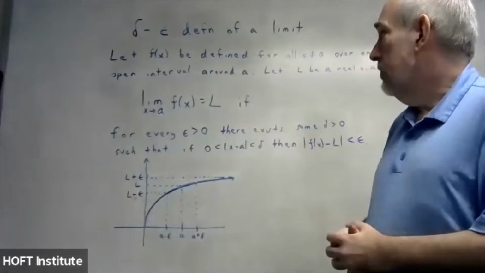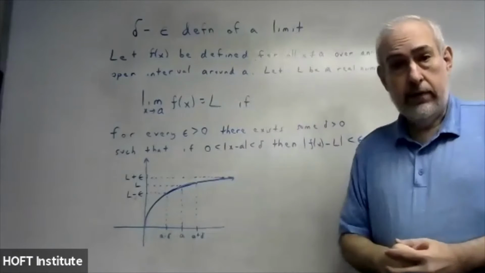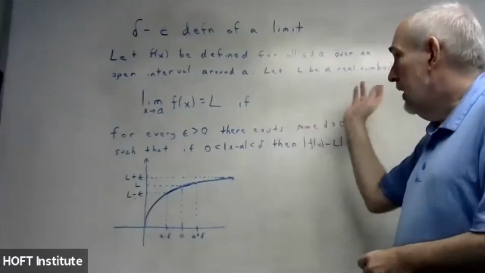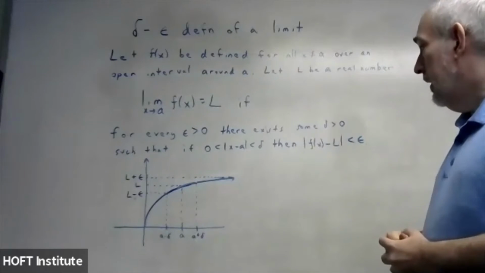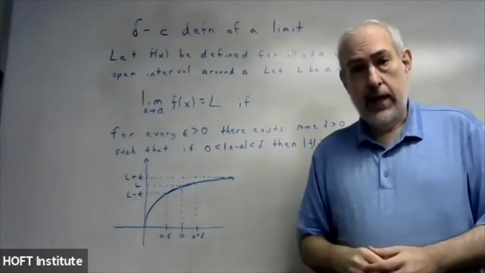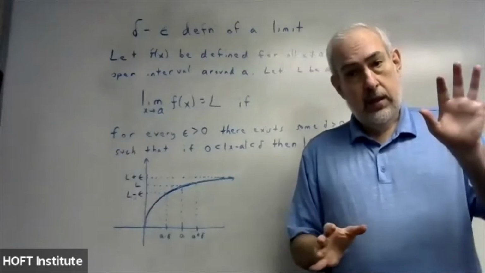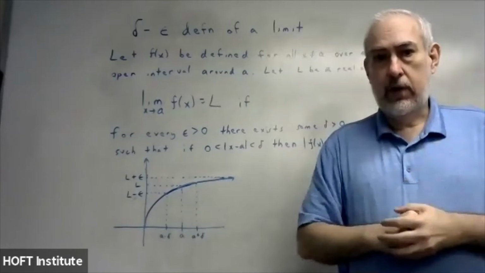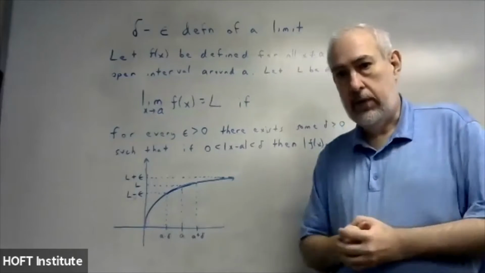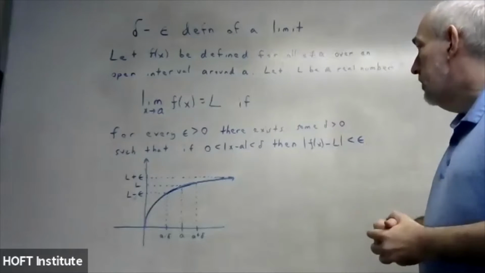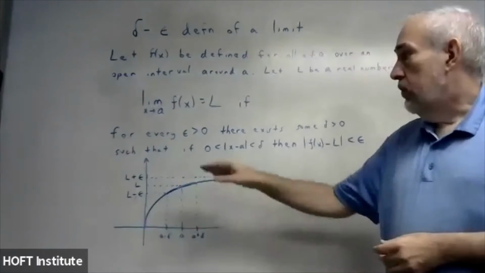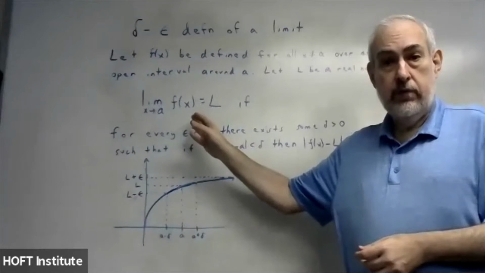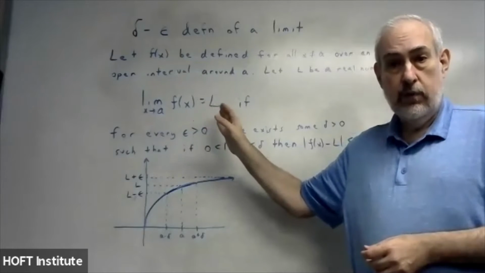So let f of x be defined for all x not equal to a in an open interval around a. That means that your function has to be defined left of a and right of a, but not necessarily at a. That's all of that is saying. And then let L be a real number. Then we define the limit as x approaches a of f of x equals L.